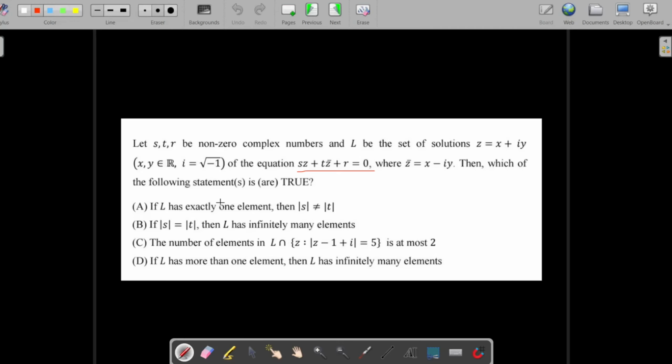Let us see the first option. If L has exactly one element, what this means, that those two lines intersect, and two lines can only intersect at one point. Then we have this thing, mod of s and mod of t. Now the beautiful thing about this question is, once you equate the coefficients of the two straight lines that we obtained, as we have that condition in straight lines, right? If two straight lines are parallel, the ratio of their coefficients are equal. If they are coincident, all three ratios are equal. And if they intersect, the ratio is not equal.